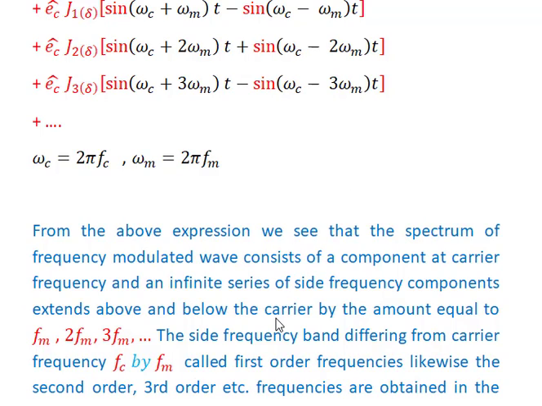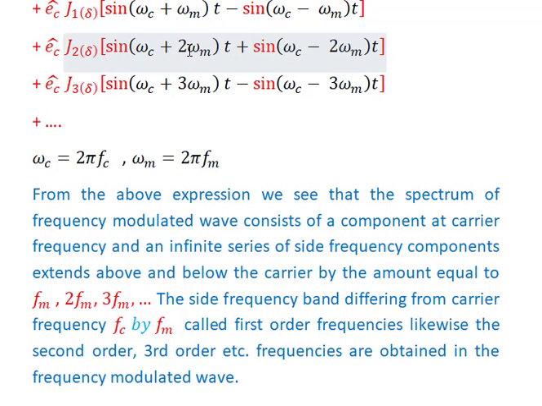The side frequencies differing from the carrier frequency by fm are called first order frequencies. Likewise, there are second order frequencies and third order frequencies. So this frequency modulated wave consists of a spectrum of frequencies with respect to the amplitude of the modulating signal. This process is known as the frequency modulation process.